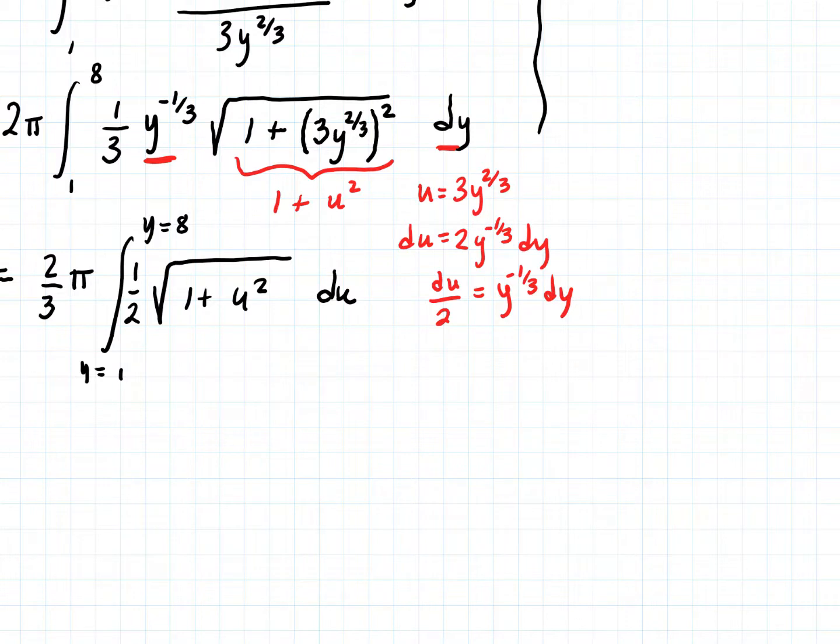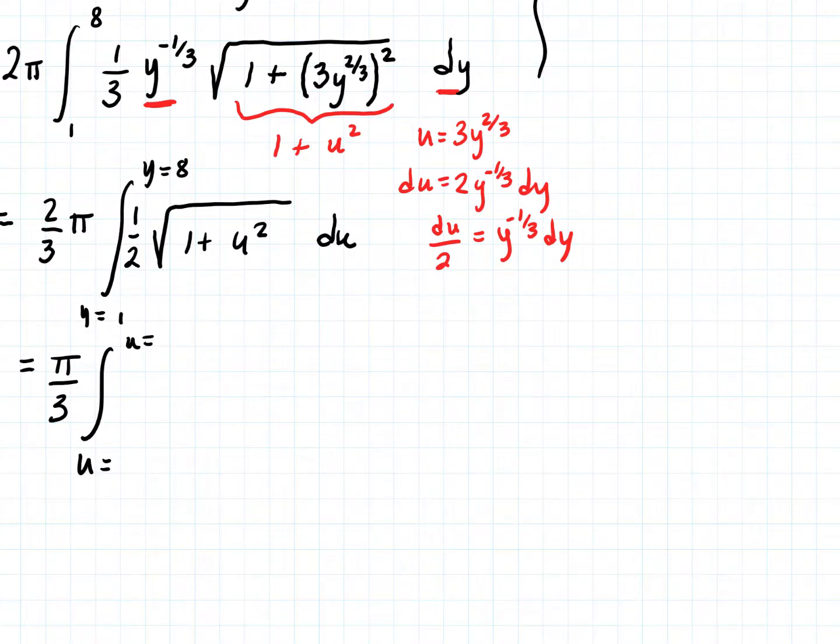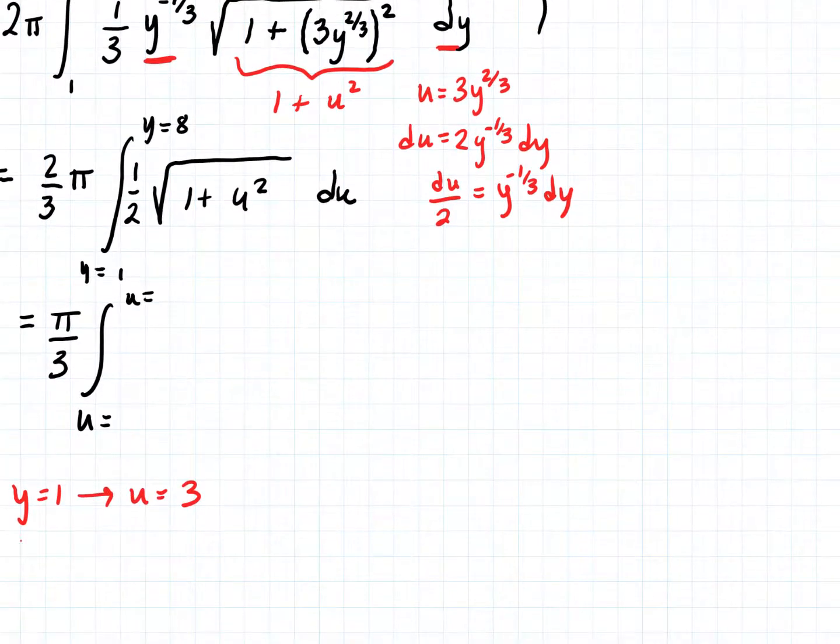Now, these were y equals 1 to y equals 8. So on this next line, I want to go ahead and change my bounds. 1/2 times the 2/3, we end up with just pi over 3 for my constant. And then let's change the bounds to get them in terms of u. So if y equals 1, then u would be equal to 3, plugging it in. And if y equals 8, then u would be equal to 3 times 8 to the 2/3.